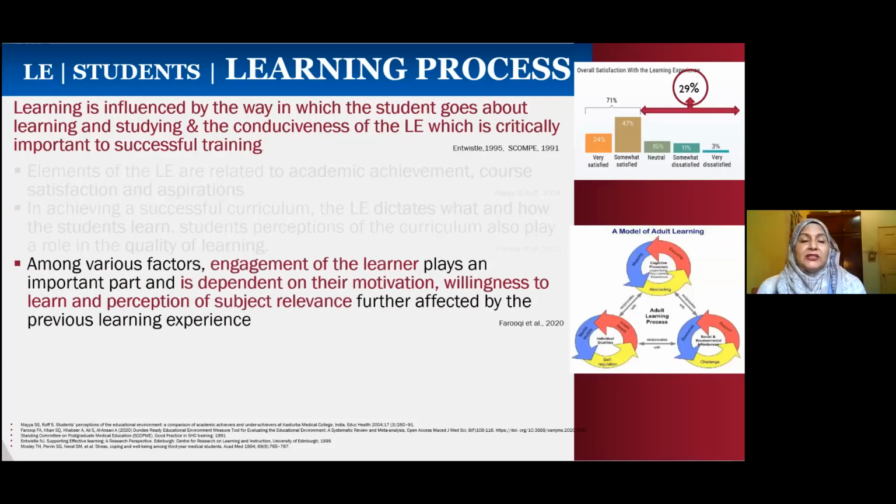Among the various factors, engagement of the learner plays an important part and is dependent on their motivation, willingness to learn, and the perception of the subject's relevance. And that will affect the learning experience. It's very important what the student thinks of that subject, that topic, whether they should be learning it or not. And sometimes when we take the end of module feedback from the students, they will tell us that they think this topic is of no use to them and they don't want it.